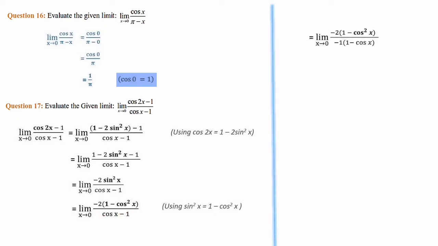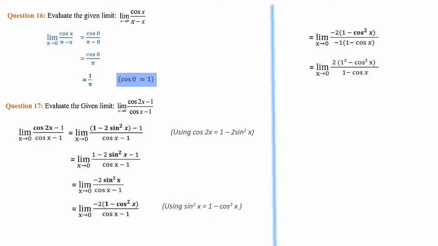So let's take a minus sign in the denominator. That is limit x tends to 0 minus 2 into 1 minus cos square x, that is the same numerator, but in the denominator we have taken a minus common, that is minus 1 common. Minus 1 if you take out, it will be coming as minus 1 into 1 minus cos x. Just we have reversed. Then this minus and minus can be cancelled and this 1 minus cos square x is in the form a square minus b square, that we have to change.